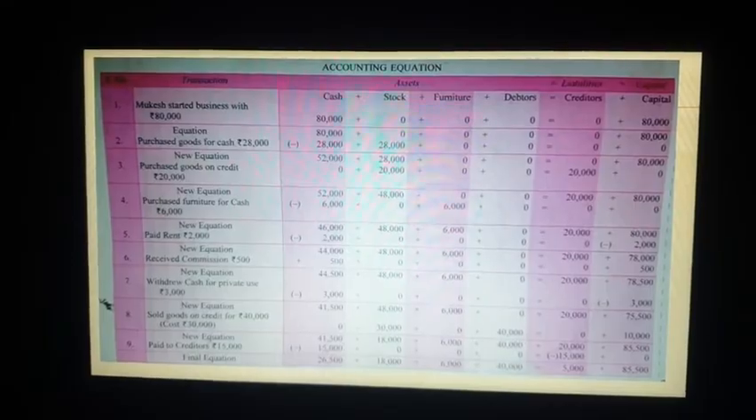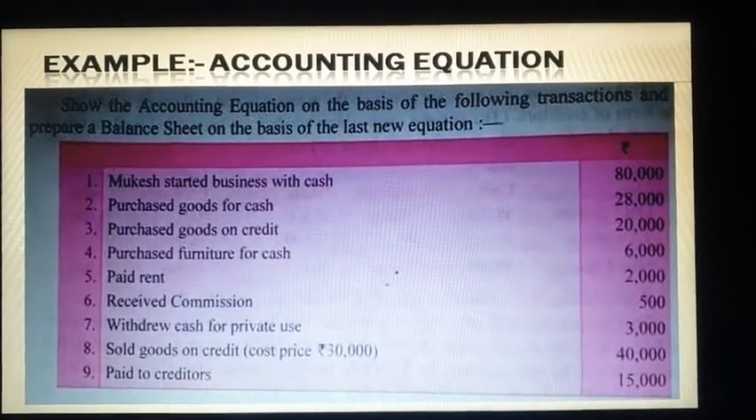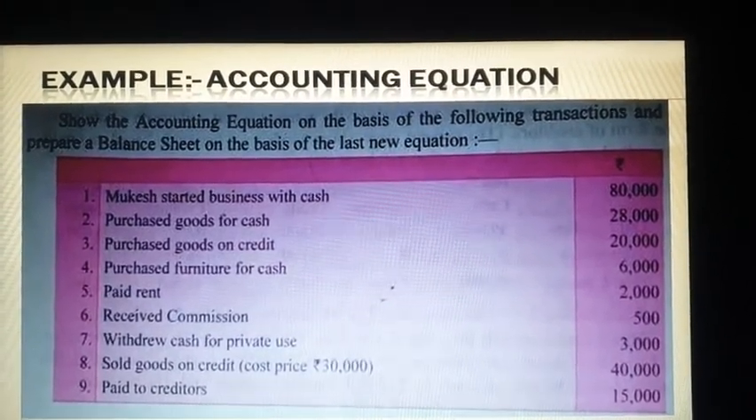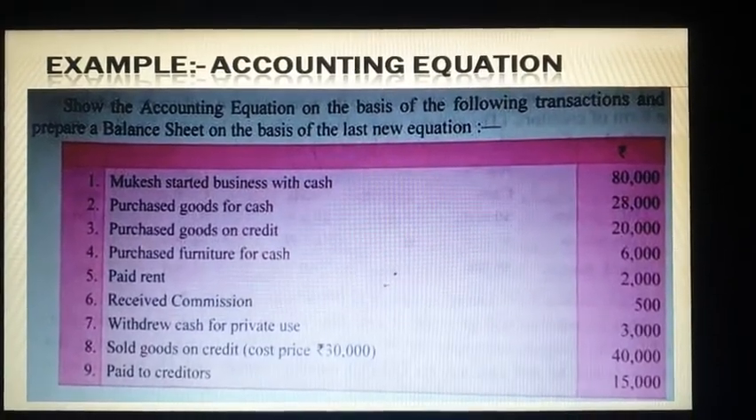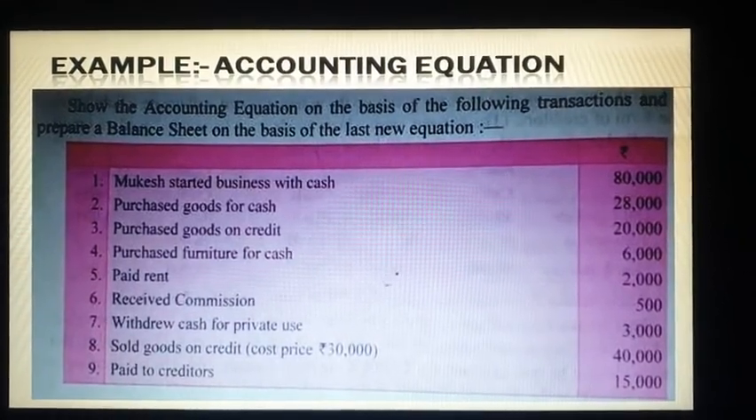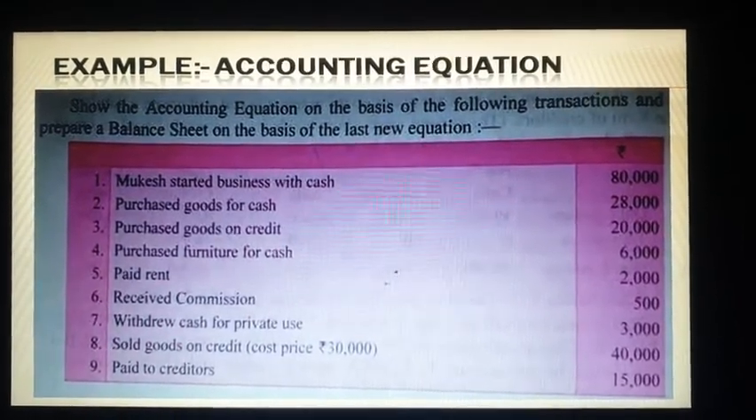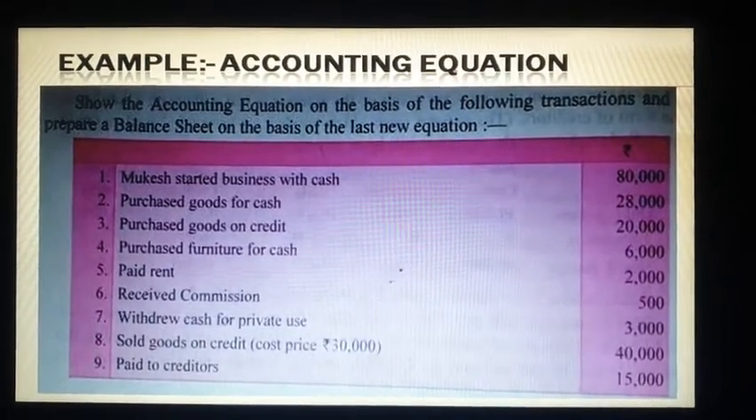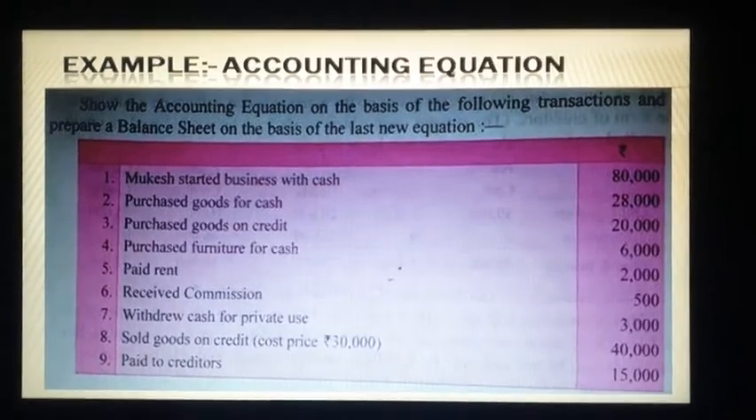Now move to the point number 4. Now purchase furniture for cash. In this case, there is no goods. Furniture is your asset. So this transaction will not impact the stock. It will be shown separately under the asset by the name furniture. And furniture is purchased for cash. So there will be two effects. And both effects will be on the asset side. First on furniture. Furniture will be increased and cash will be decreased by the amount 6,000.